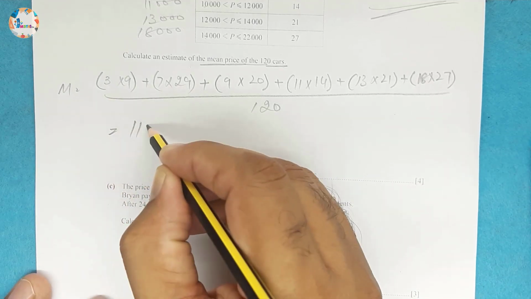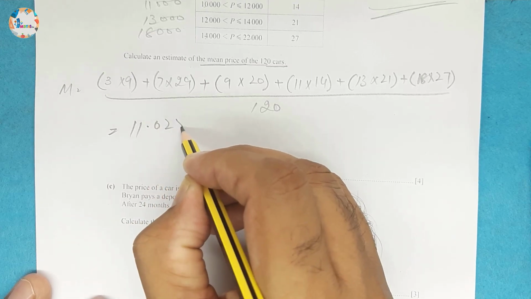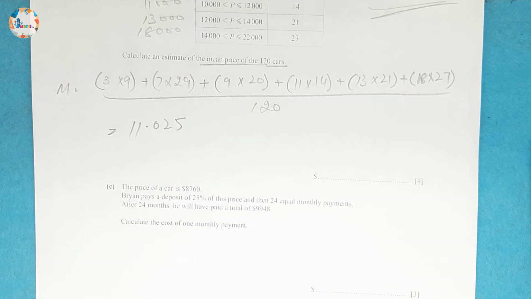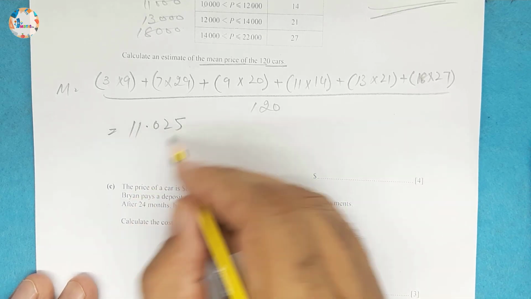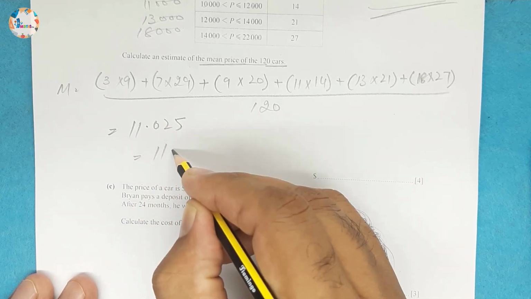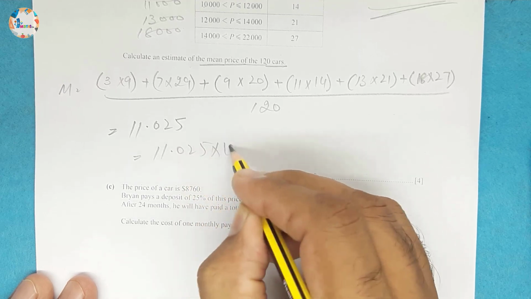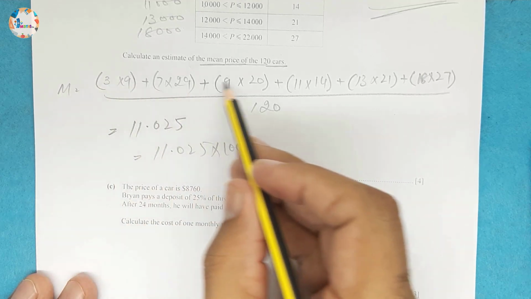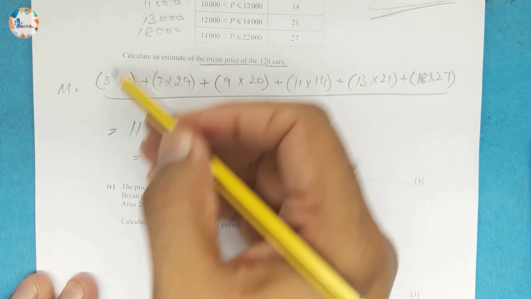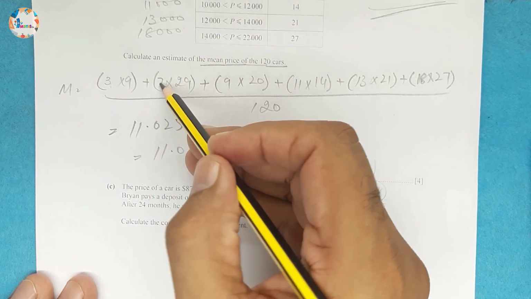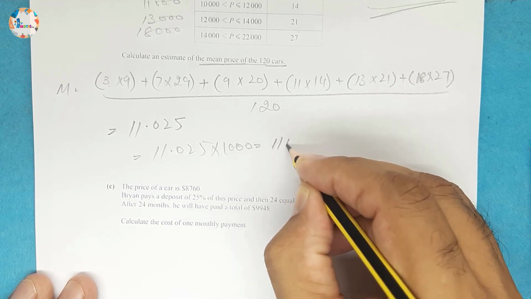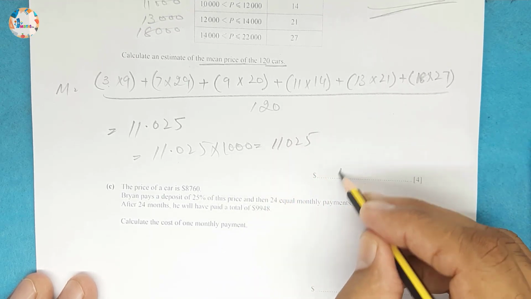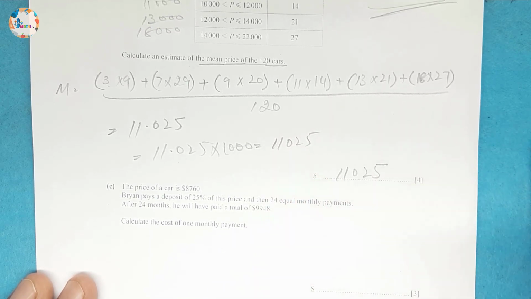So this will be equal to 11.025. This will be our answer for this one, and this is in thousands, so we multiply by 1000. You should remember that we have converted this one, instead of 3000 we have written 3, instead of 7000 we have written 7. So now we are multiplying by 1000 and we will get 11,025. So our answer will be 11,025.